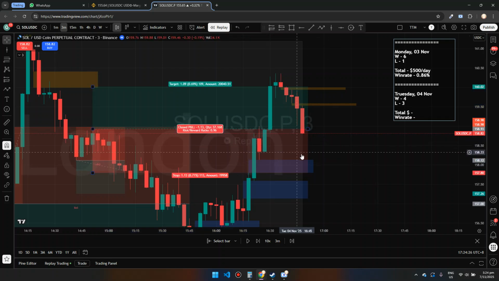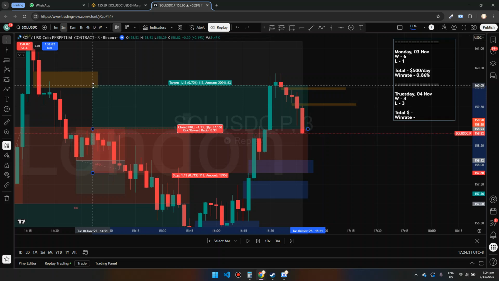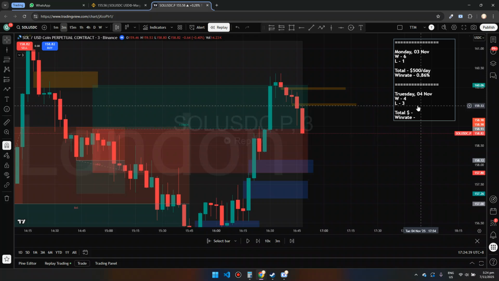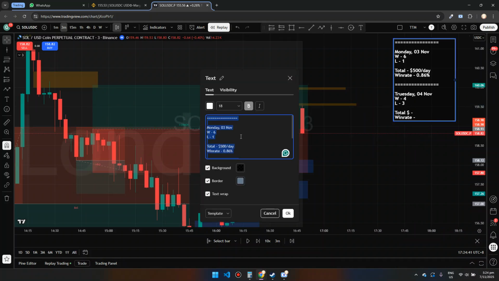Alright, so the fair value gap is below here. So I just aim for a 1-to-1 risk ratio. You can see price shoot to the 1-to-1 risk ratio. So this is where I take a win.